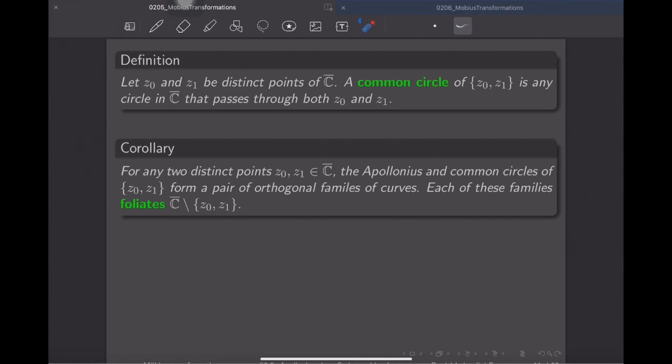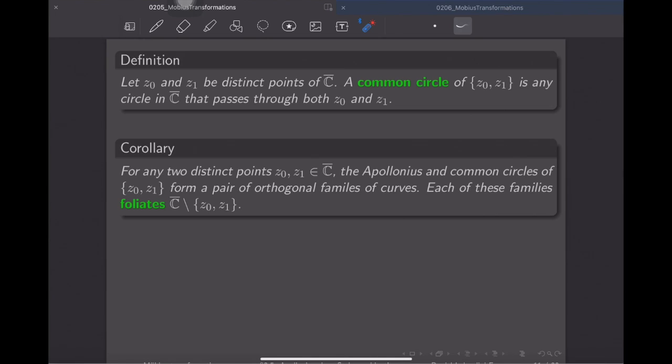And you see by sending the 2 points to 0 and infinity, Apollonius circles correspond to Apollonius circles, which are circles centered at 0. But then the common circles of my 2 points correspond to circles in C bar that pass through 0 and infinity, that is simply straight lines through the origin. And these straight lines through the origin are obviously orthogonal to the circle centered at 0, to the Euclidean circle centered at 0. So when I apply my Möbius transformation, the inverse, right?